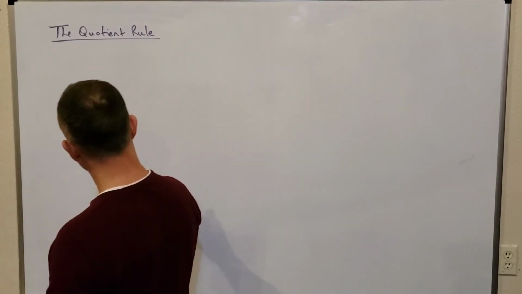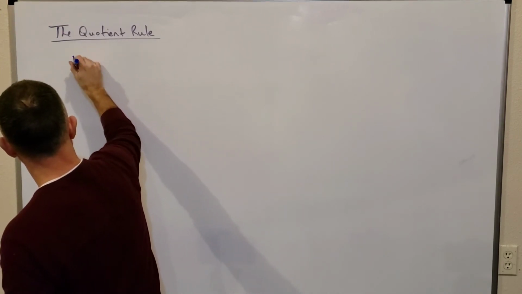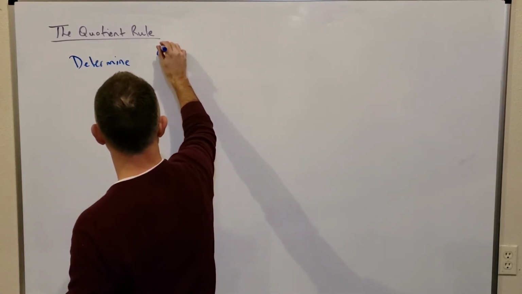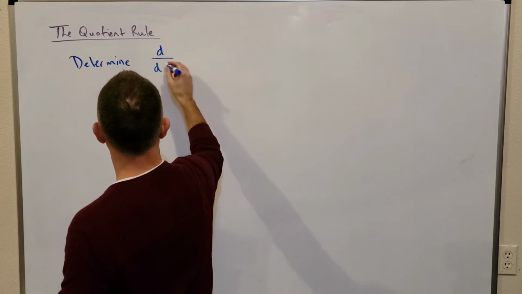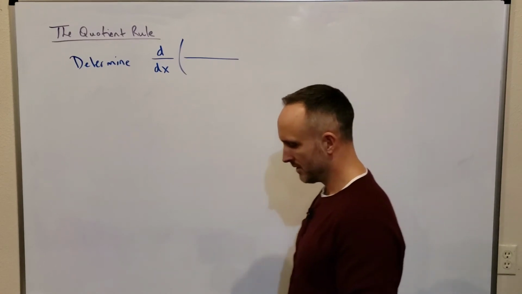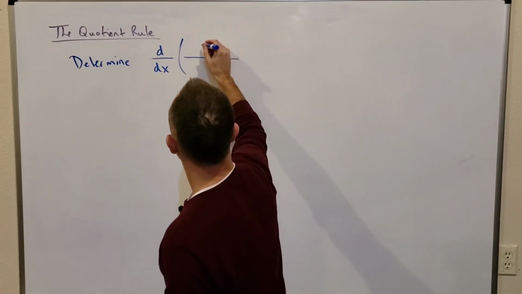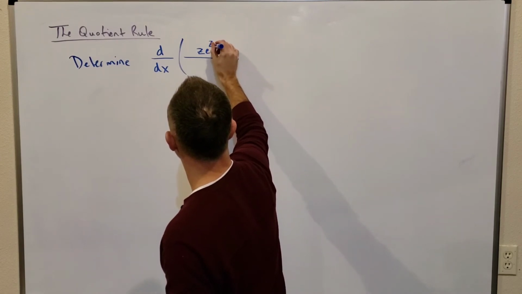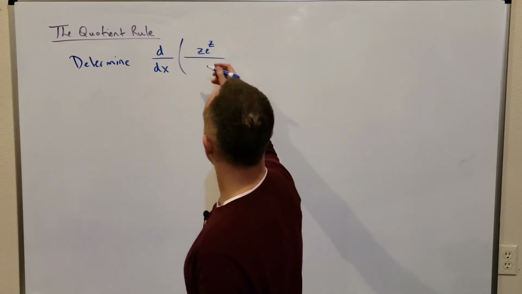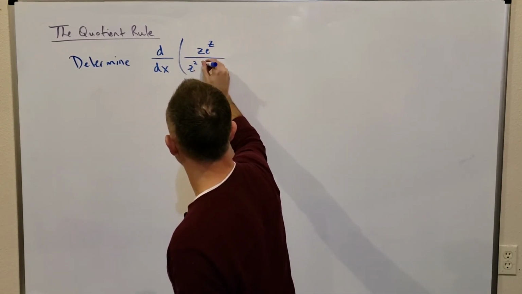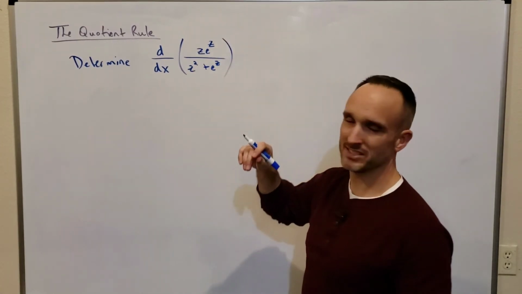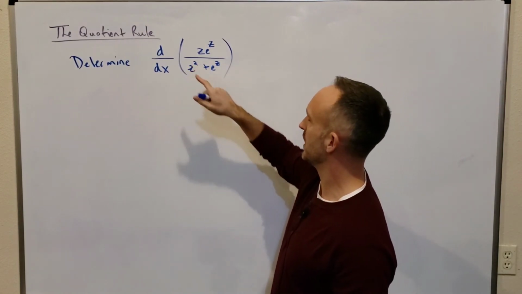So let's say, how about this? Let's write it this way. Determine the derivative with respect to x of this quotient. Let's say we have z e to the z over z squared plus e to the z. Okay? So we've got some z's and 2's mixed in there, so don't confuse your z's and 2's. This is z squared plus e to the z.